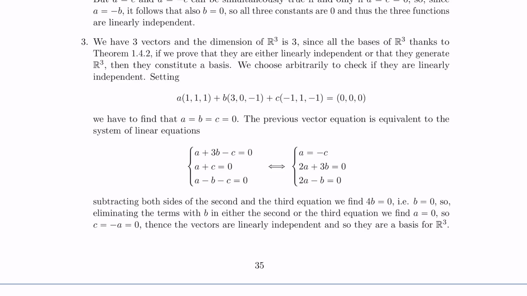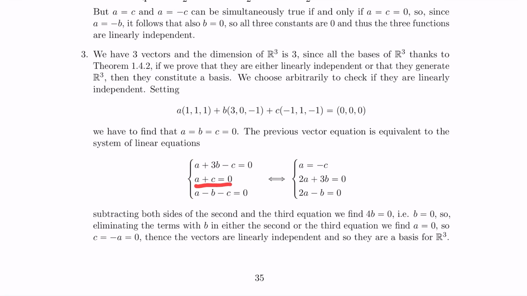Here I chose, in a totally arbitrary way, to test if the three vectors are linearly independent. We have seen many times that in order to check linear independence, we have to write the generic linear combination, this one, and then we have to set this combination to 0, and we have to check if the coefficients a, b, and c are all 0. If this is the case, then the vectors are linearly independent. If you perform the multiplication of the vectors by the coefficients a, b, c, and you sum what you obtain, then you have a vector equation that is equivalent to this system of linear equations.